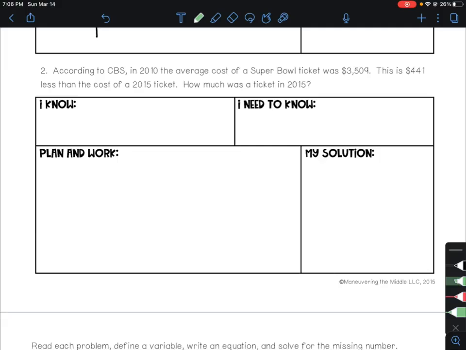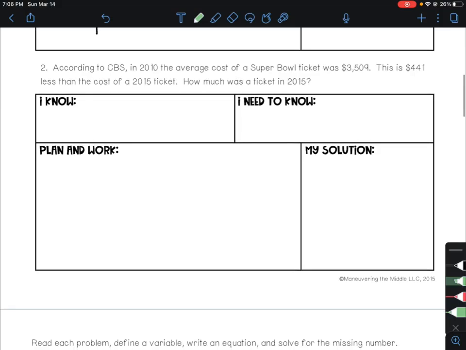For number 2, according to CBS, in 2010, the average cost of a Super Bowl ticket was $3,509. This is $441 less than the cost of a 2015 ticket. How much was a ticket in 2015? There are numbers in this problem that are just descriptions. They're not part of the math. Those numbers are the dates. So these are not for math, they're dates.